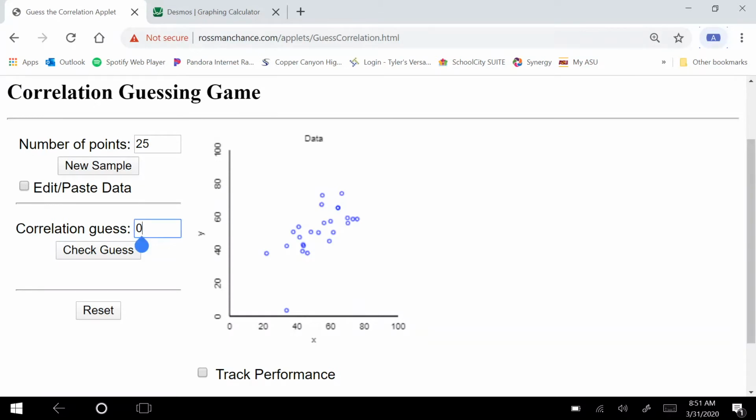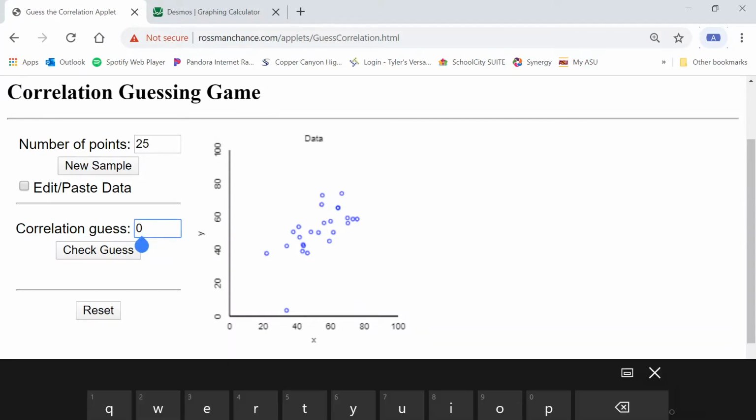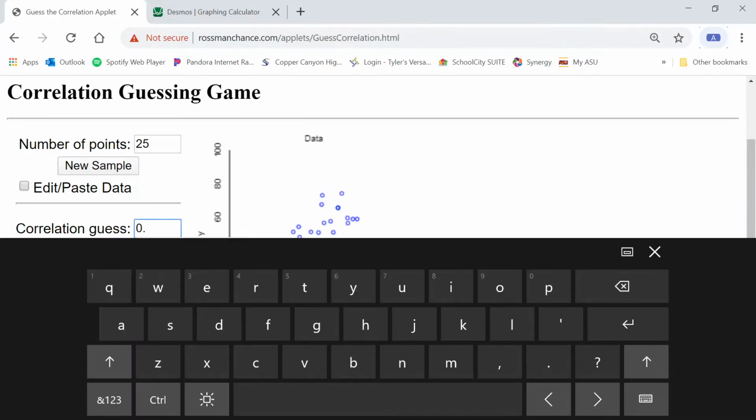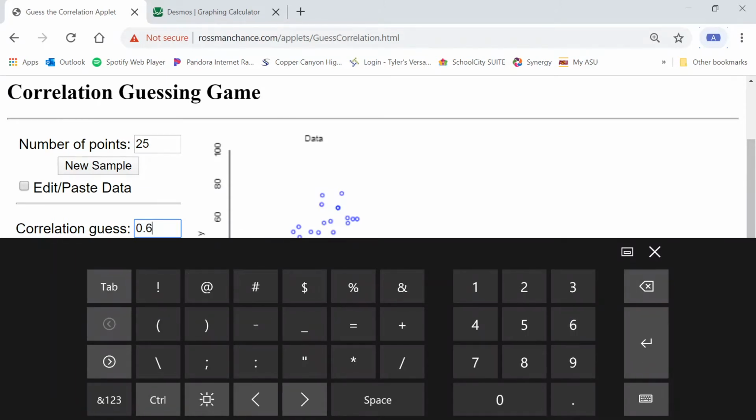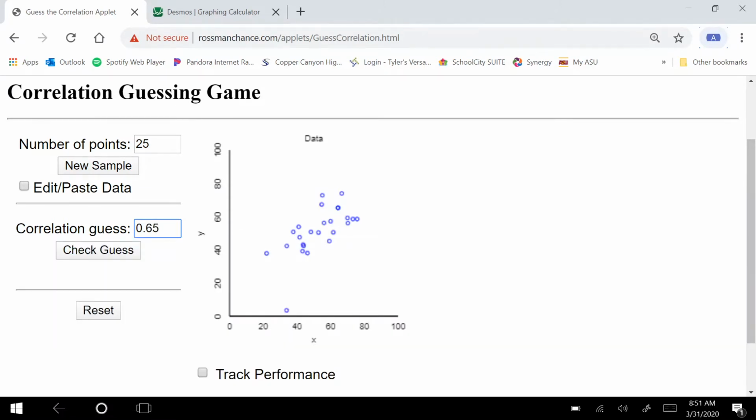I'm going to go 0.65 as my guess, because I believe that these are fairly strong. And remember, the highest I can go is 1. So a straight line would be 1. If all the points were on a dead straight line, that would be 1. Might be a little higher. It might be like 0.7. We'll see. Hey, that's better. 0.65. All right, I redeemed myself. Another one.